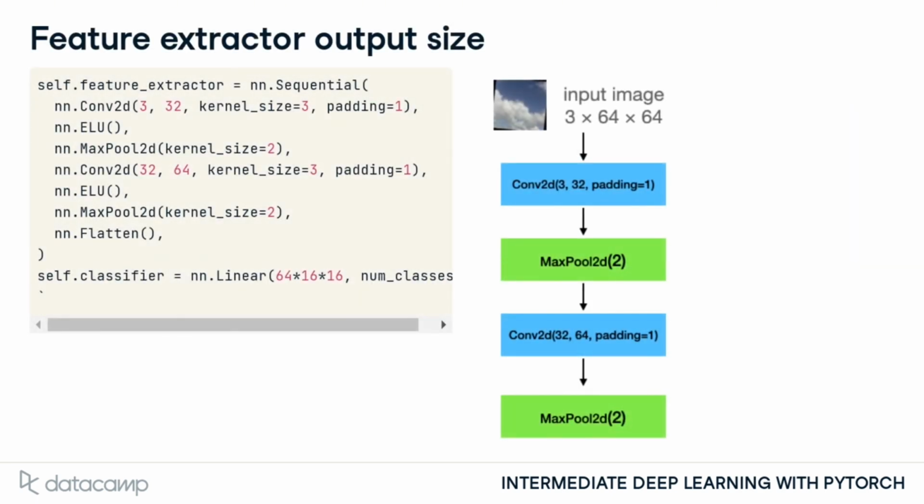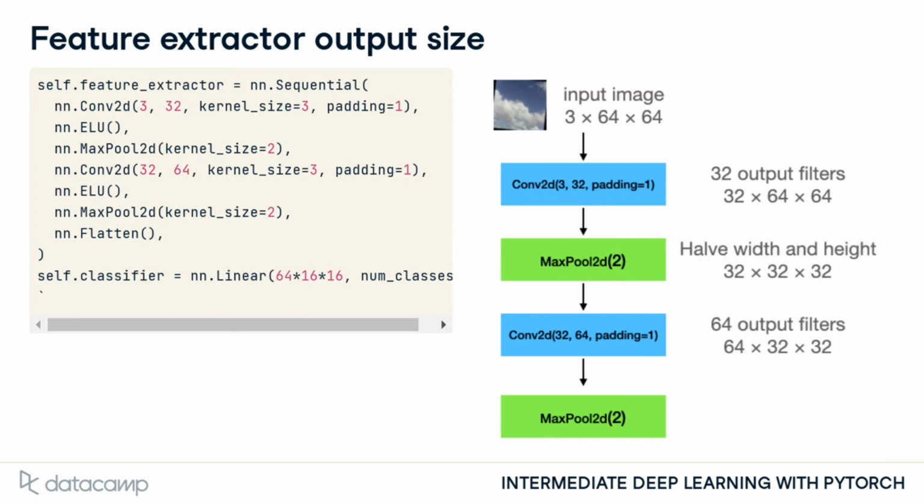To determine the feature extractor's output size, we start with the input image's size of 3 by 64 by 64. The first convolution has 32 output feature maps, increasing the first dimension to 32. Zero padding doesn't affect height and width. Max pooling cuts height and width in two. The second convolution again increases the number of feature maps in the first dimension to 64. And the last pooling halves height and width again, giving us 64 by 16 by 16.